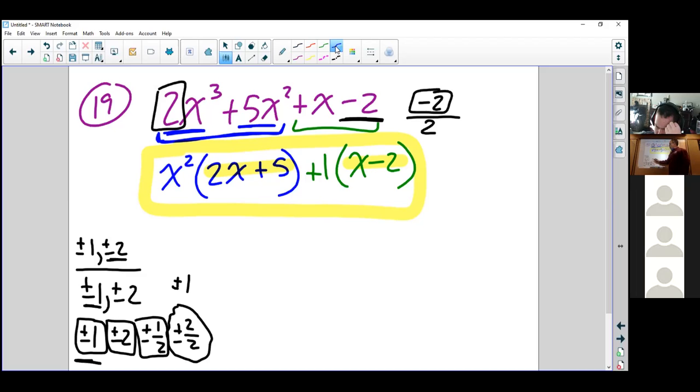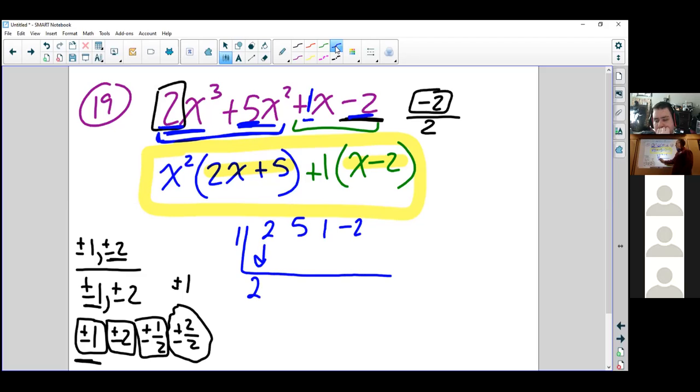Okay, so I'm going to start with just positive 1, and I'm going to look at each of these lead coefficients. So I have a 2, I have a 5, I have a 1, and I have a negative 2. So if I bring this straight down, 2 times 1 is 2, add here, that gives me 7. 7 times 1 is 7, add straight down, that gives me 8. 8 times 1 gives me 8. If I add those together, I get negative 6.